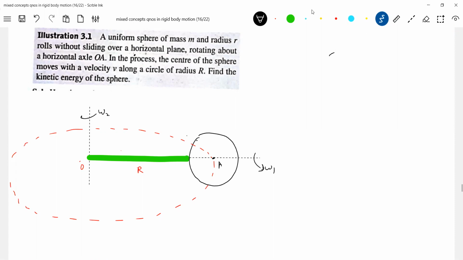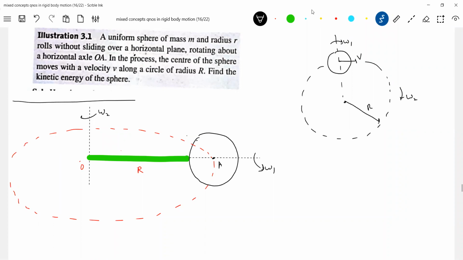If you view from the top, it will be going like this. There's a top view. It will be like this. So there will be this angle to omega 2. And it is also spinning about its own axis. And there's a horizontal ground. Everything is on some table.